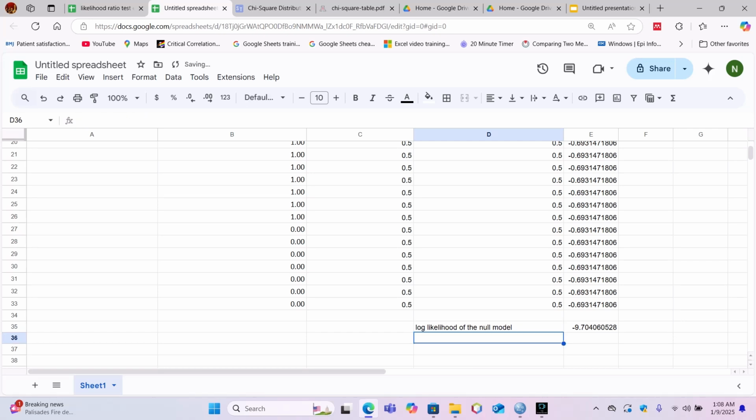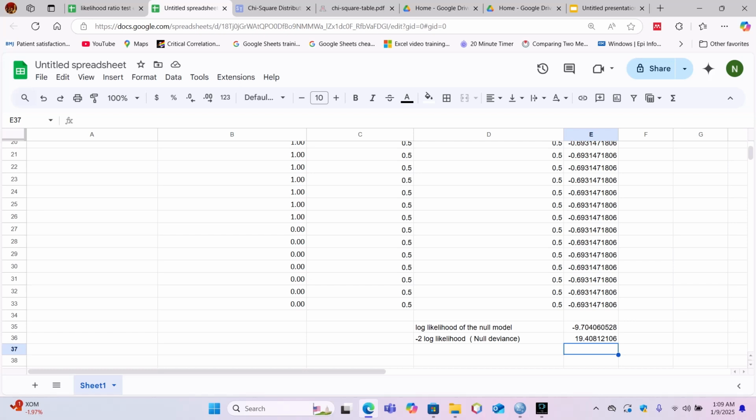And we can also compute -2 log likelihood of the null model, which is also known as the null deviance. And so we'll calculate this. That's -2 times log likelihood. So this is a null deviance of 19.40.